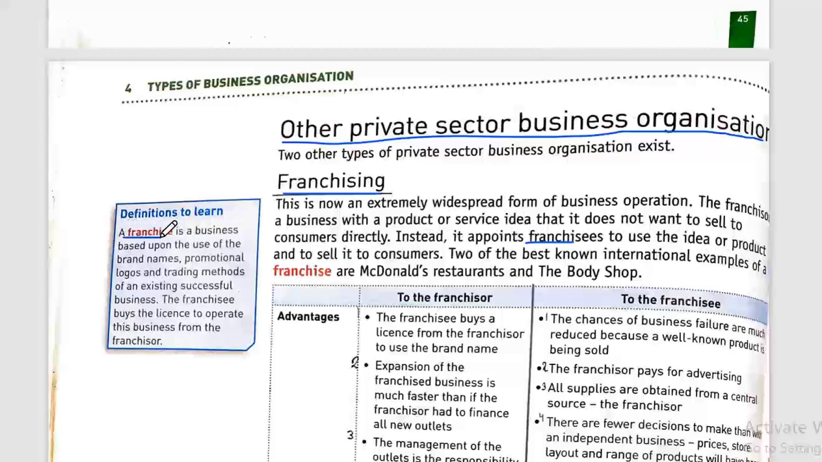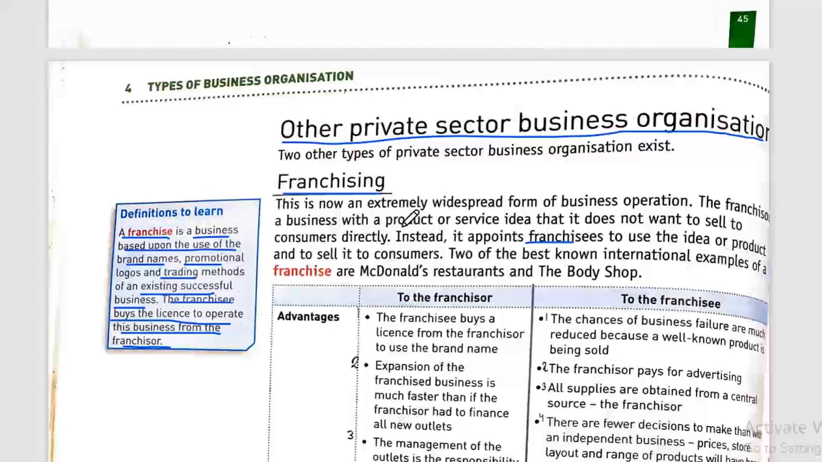So a franchise is a business based upon the use of the brand names, promotional logos, trading methods of an existing successful business. The franchisee buys the license to operate this business from the franchisor. So the franchisor is going to give a license to the franchisee in order to sell their products, to use their brand name, to use their trading methods and their promotional logos.